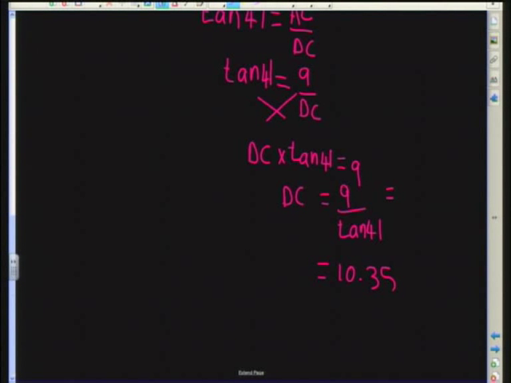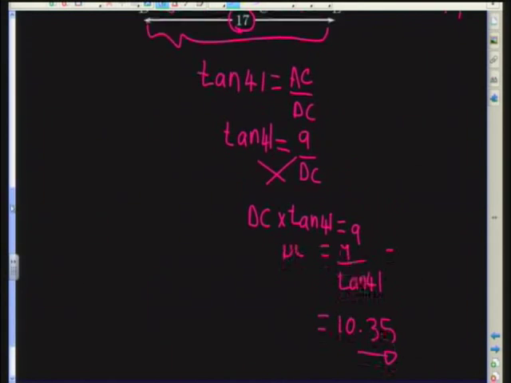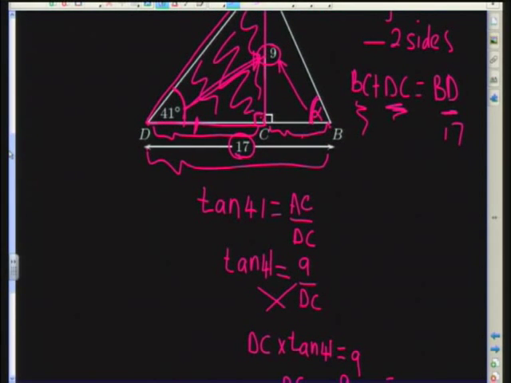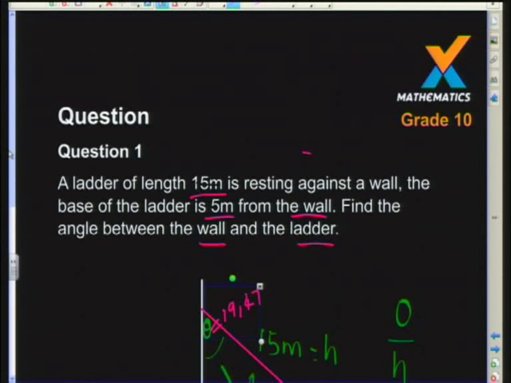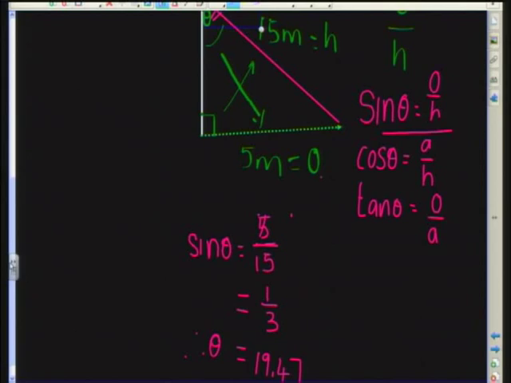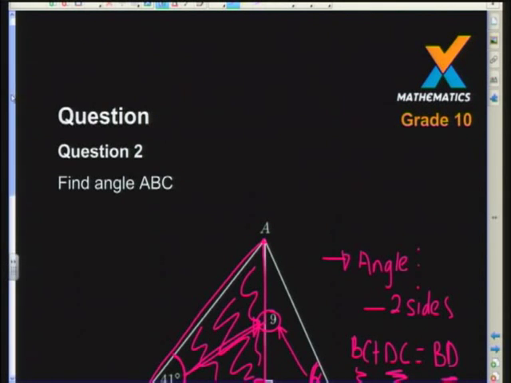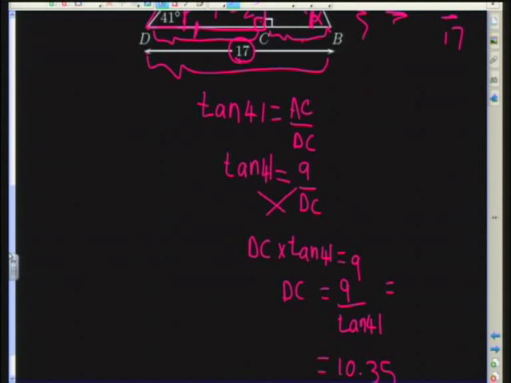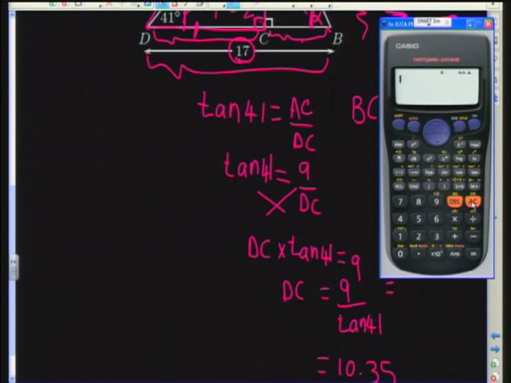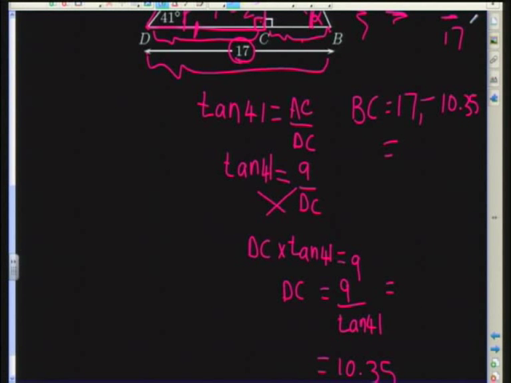Now that we know that DC is 10,35, we can work out BC. Let's go back to our question: BC is simply going to be 17 minus 10,35. So 17 minus 10,35, and that's going to give us 6,65. So BC is 6,65.